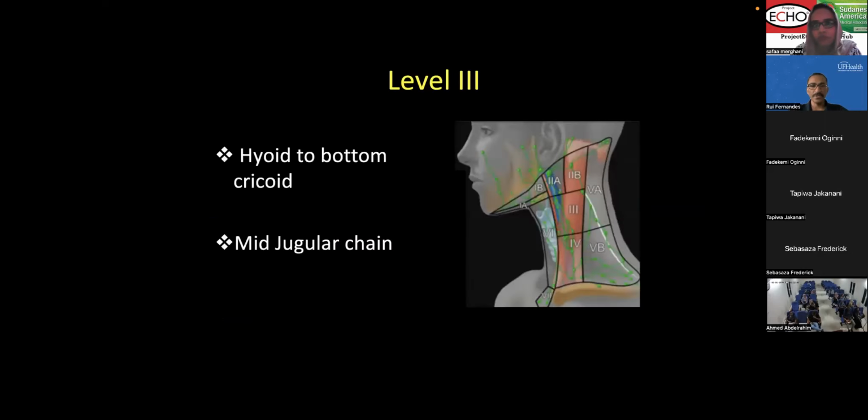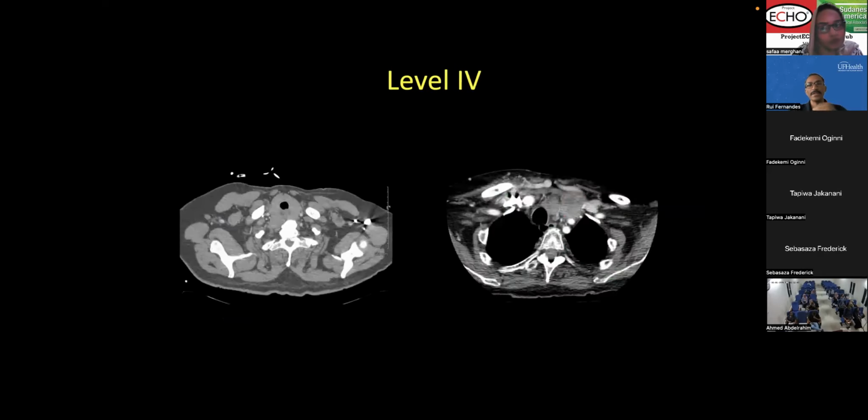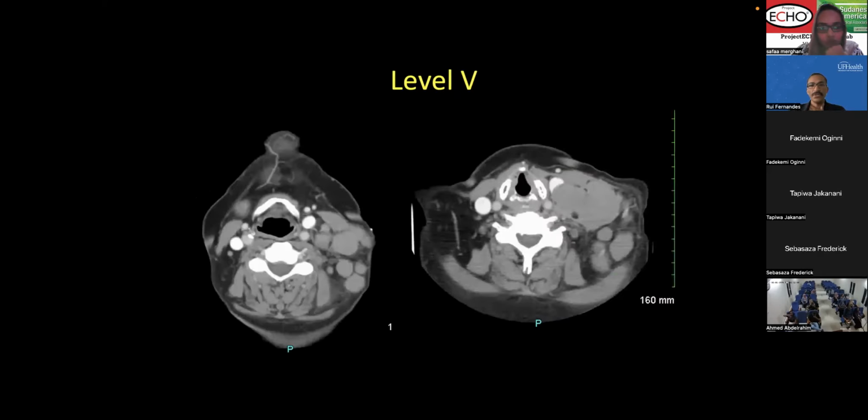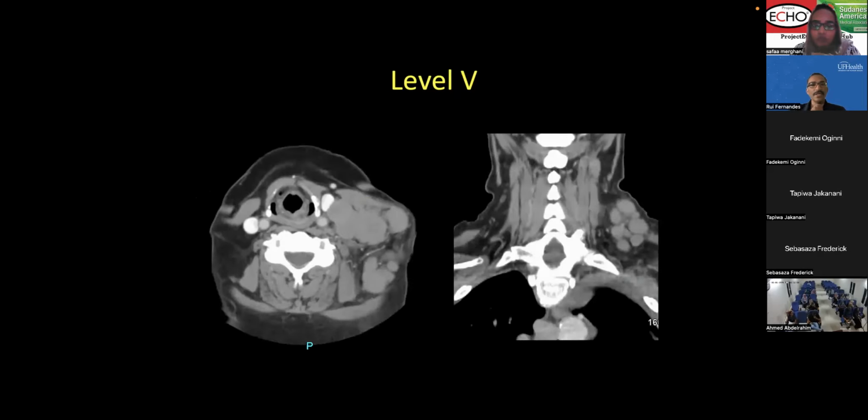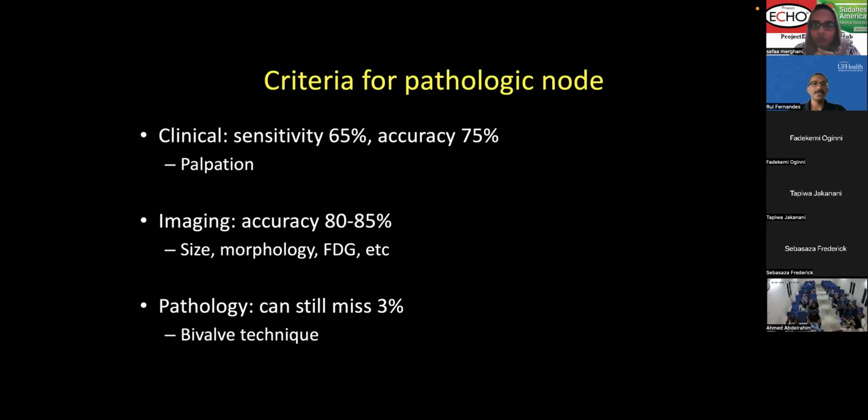What is important to keep in mind, irrespective of the level, is what constitutes something that we need to worry about. When you evaluate the scans, think about comparing clinical sensitivity versus imaging. Sensitivity by palpation is only about 65% and the accuracy about 75%. When we couple that with imaging, that significantly increases to the 80s, but we may still miss up to 15%, and that's why nodal dissection becomes important.